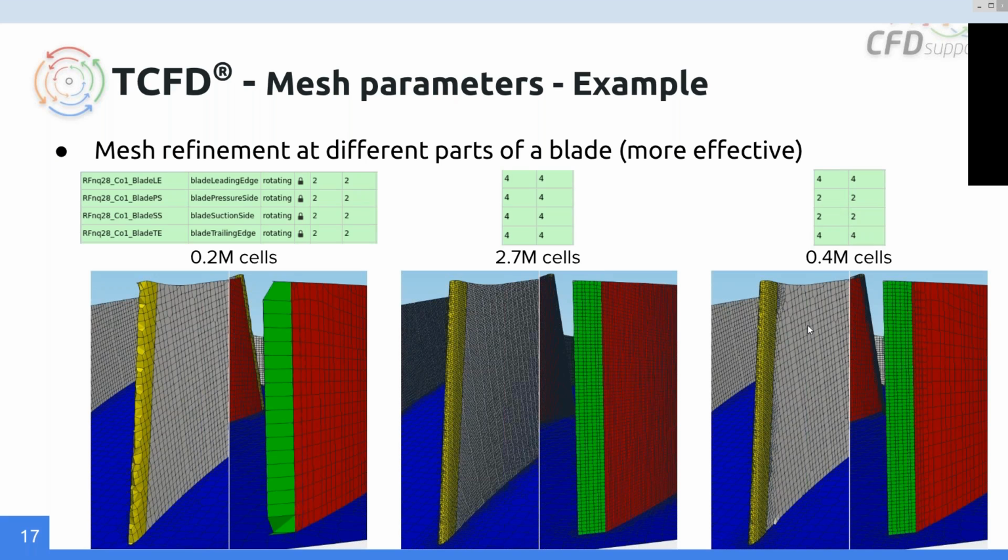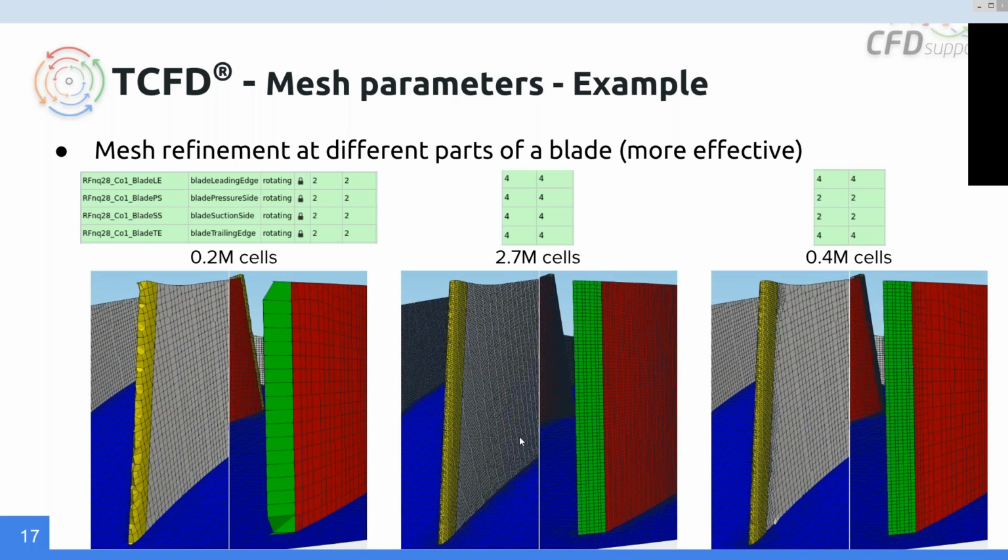Yeah, so if we export it in this way, we can really tune the meshing to have really nice meshing with a smaller amount of cells compared to the export with the blade as one STL, for example.